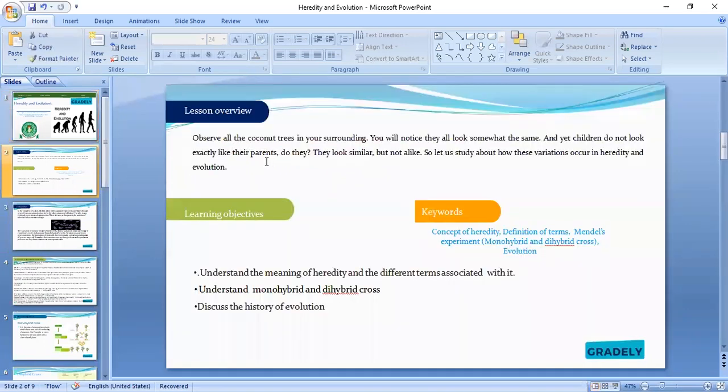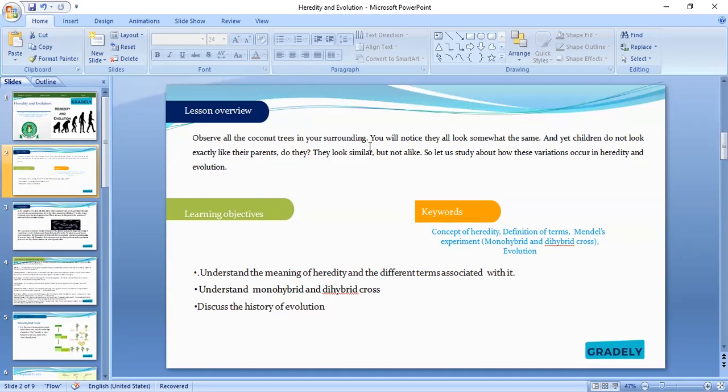Now, I want you to observe something. For those of you that live in the rural areas, or have been to your village, when you observe the coconut trees in your surrounding, you will notice something. They look somewhat the same, not exactly alike, and yet their children do not look exactly like their parents. Now, the question I'm asking is, do they? If you think they do, you can use the chat box.